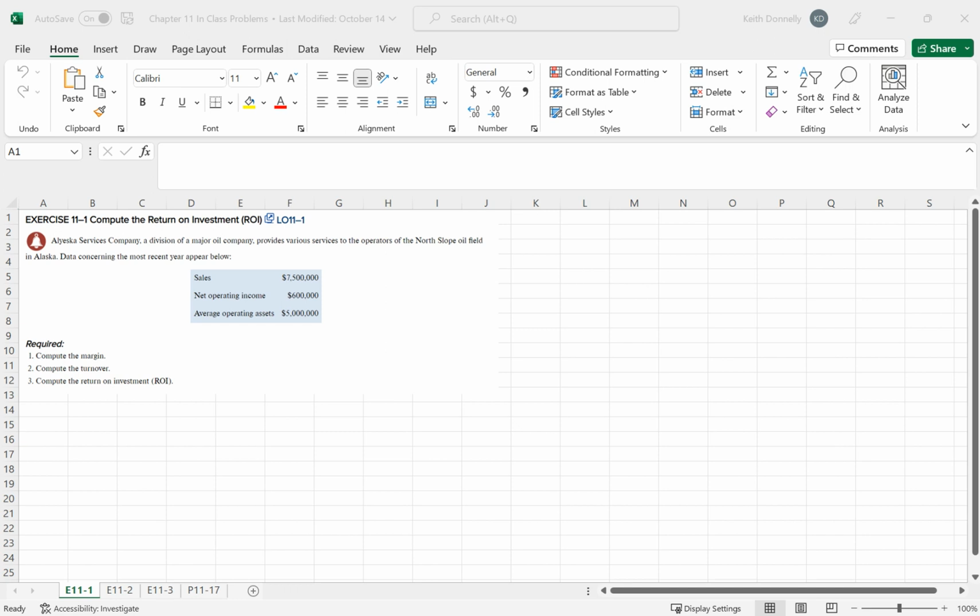Okay, hi everyone. This is going to be the problems for chapter 11. Looks like we have 3 exercises here, and then a little bit larger problem, problem 11-17.